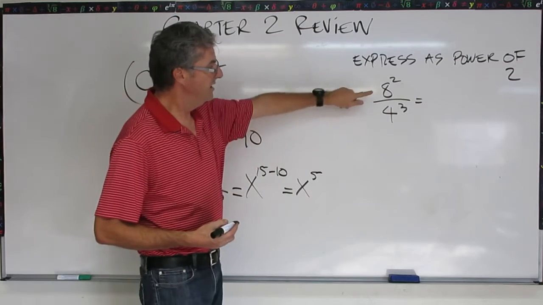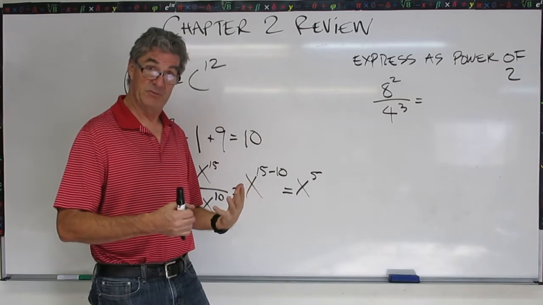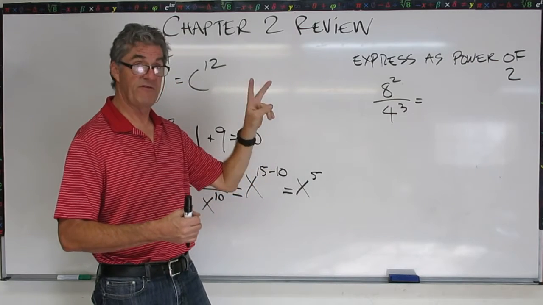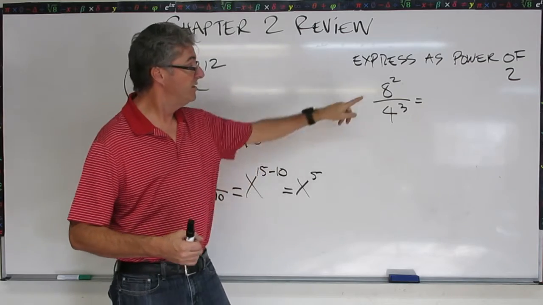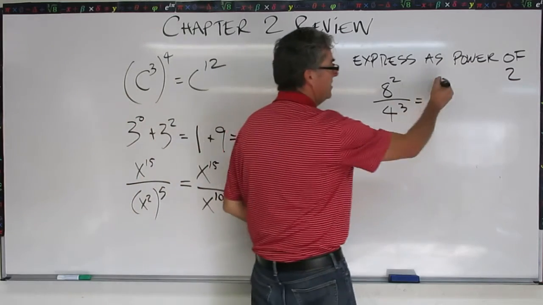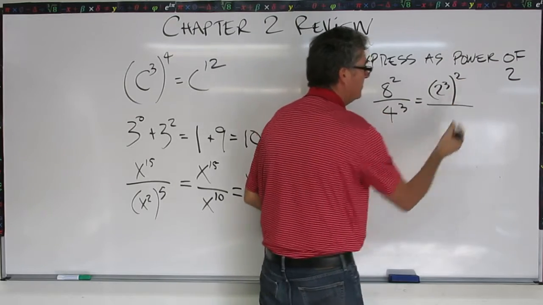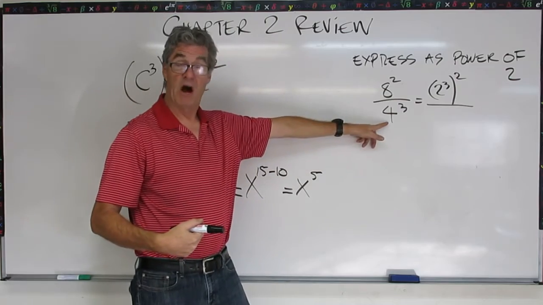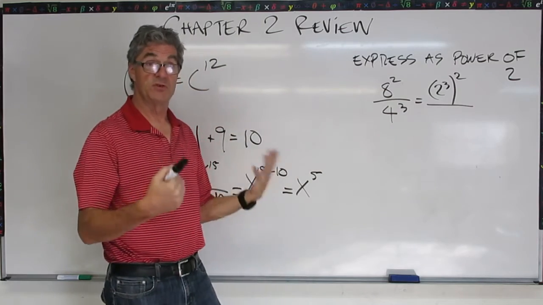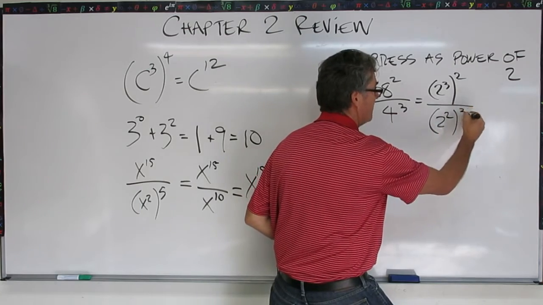Let's check this out. What's 8 as a power of 2? Can we do that? Yes, we can, because 2 times 2 is 4, times 2 again is 8. So that's 2 to the third power. So I can rewrite the top as 2 to the third, then bring that squared over. So it's 2 to the third squared. 4 is a power of 2, because 4 is just 2 squared.